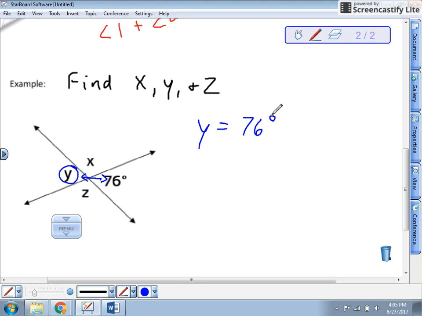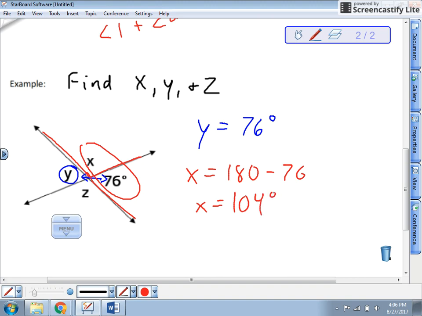If I want to find X, well, X and 76, these are a linear pair. You can see that these two angles form that line. They're a linear pair. So I know that X is just going to equal 180 minus 76. So X is 104 degrees. And then I know that since X is 104, Z would be 104, because those are vertical angles. Or you could say that it's a linear pair again with 76. So Z would also be 76 degrees. That's all for this lesson.